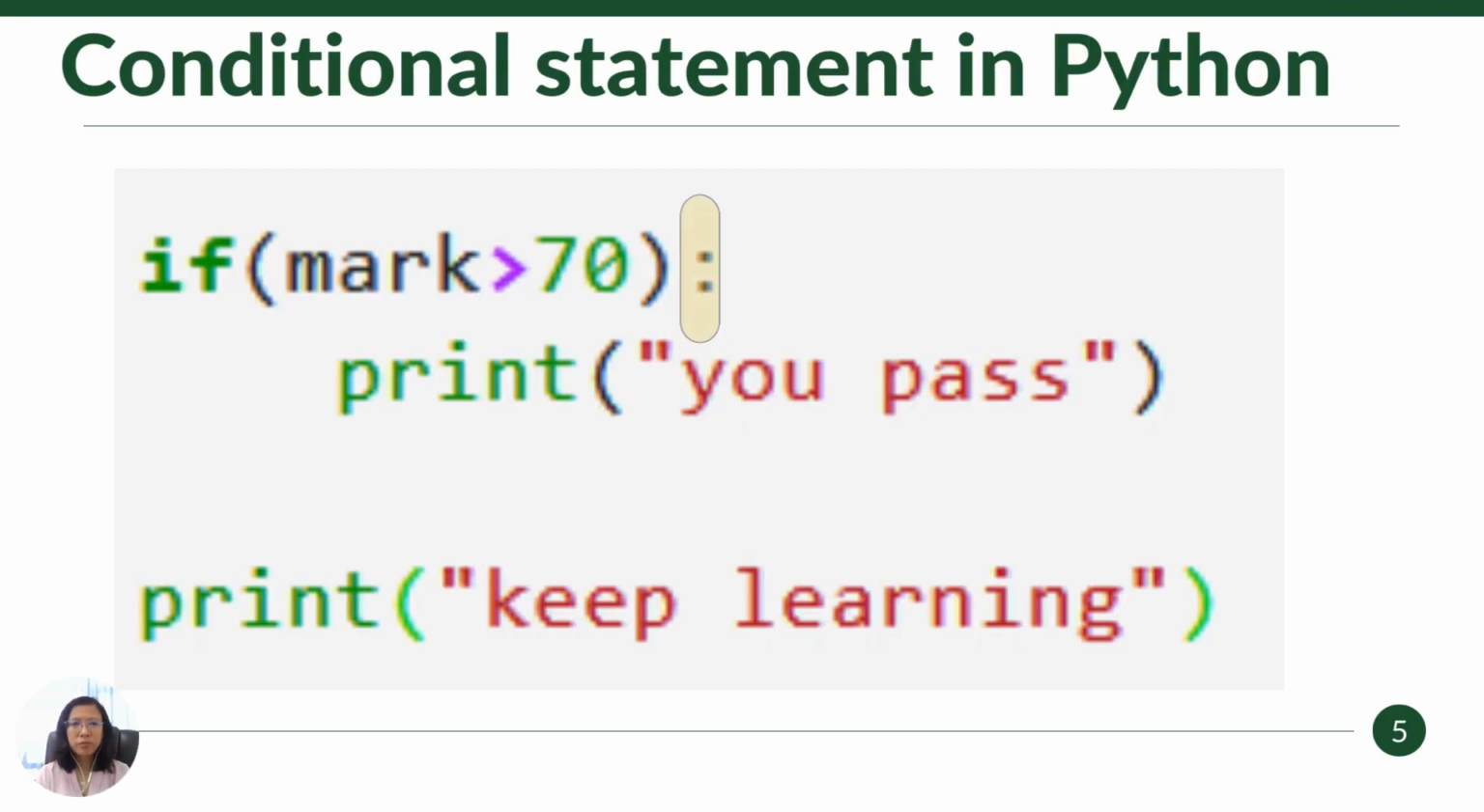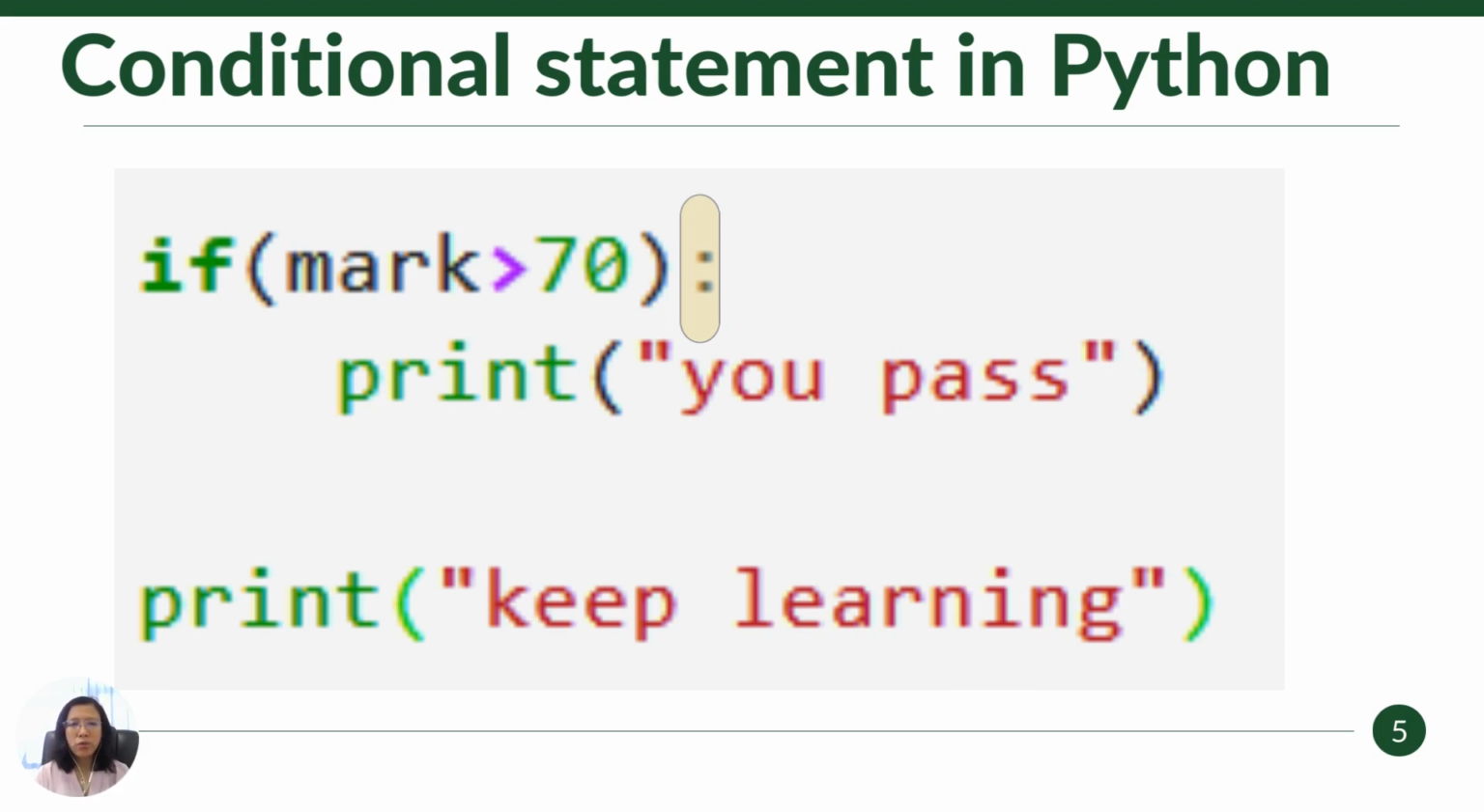Now let's look at this. If your score is more than 70, you pass the exam. So this is the statement we want to create. Our condition is that our score must be greater than 70. So we are going to write this statement: if mark is greater than 70, you print your pass statement. Here in Python, you have to be careful of the colon. After your if statement, you must put a colon. Be careful of this.